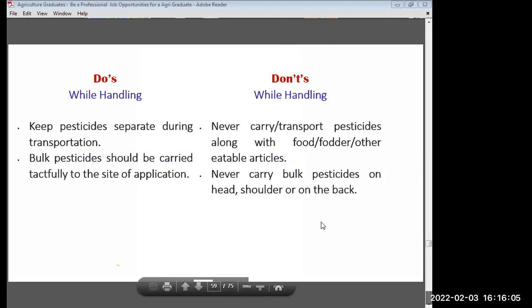Then bulk pesticide should not be carried carelessly. You must carry bulk quantities of pesticide carefully in a proper container and a proper vehicle, not on the head. Suppose some stone breaks the container and the chemical is pouring on your head, what will happen? Likewise, it should be carried properly.